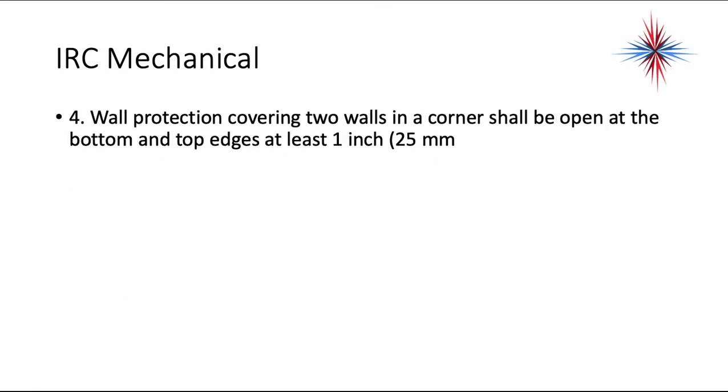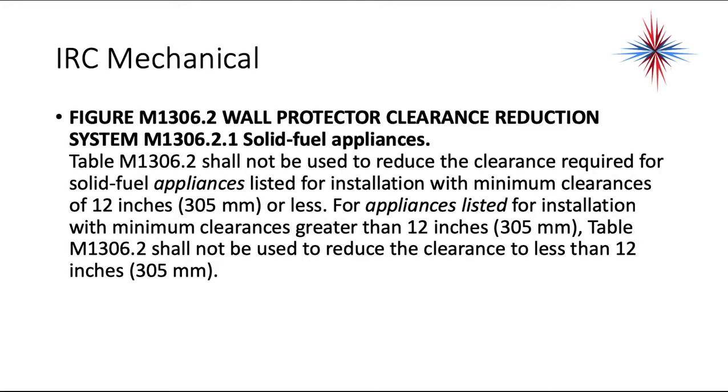Wall protection covering 2 walls in a corner shall be open at the bottom and top edges by at least 1 inch. In other words, you can't cover an entire wall with sheet metal or some other non-combustible protection and not leave space at the bottom and the top, because what's going to happen is that air is going to heat up behind the protection and possibly cause a fire. Okay, there's figures in here.